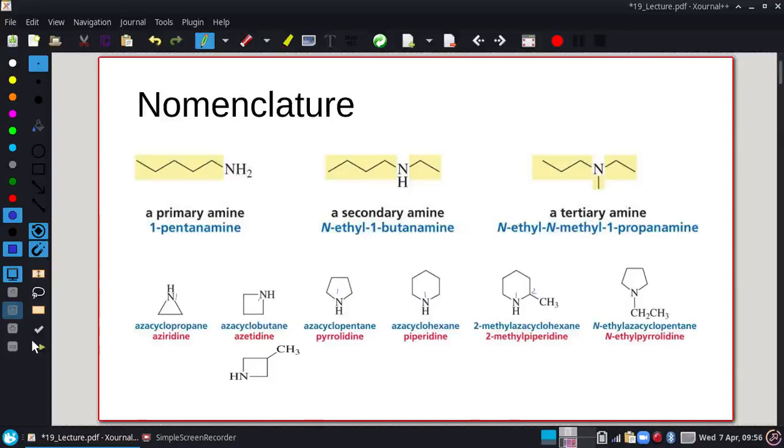And still, if we have something coming off of the nitrogen, it's going to have an N in front of it. So like on this, 1, 2, 3, we'd have a 3-methyl, and then IUPAC would be azacyclobutane, but technically this is also acceptable as IUPAC, so this could also be 3-methylazetidine.